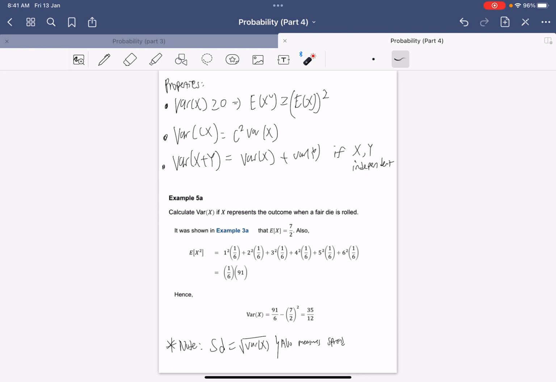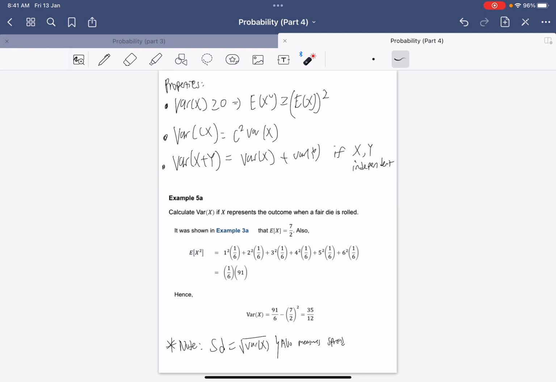And so let's take an example to show how we calculate variance. So X represents the outcome of a fair dice roll. We already know E of X is 7/2, so we just calculate E of X squared, which is 91/6. And as a result, the variance is E of X squared minus E of X whole thing squared. So it's just 35/12. I hope this is clear.